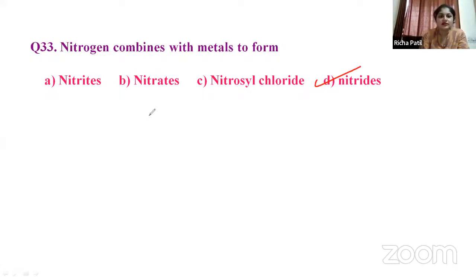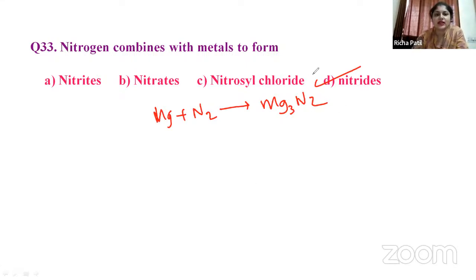So that is, for example, Mg. If I take Mg plus N2, it gives you Mg3N2. This is the nitride. So when nitrogen reacts with metals like lithium and magnesium, it gives you nitrides. So D is the answer.